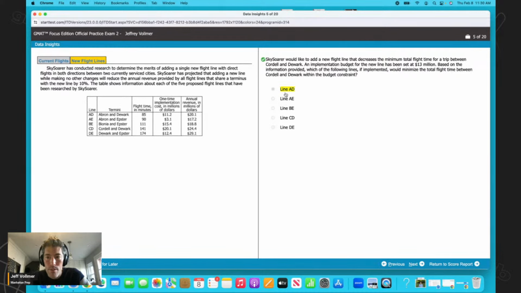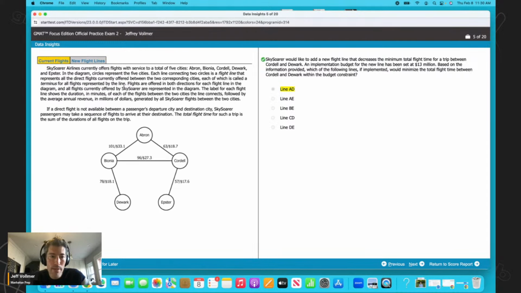Yeah, the budget is $13 million. So there's only 3 lines that count: AD, AE, DE. Like they're the only ones that count right now. And then we have to decrease the minimum flight time. We calculated the flight time from A to D is 101 plus 78, which is 179.